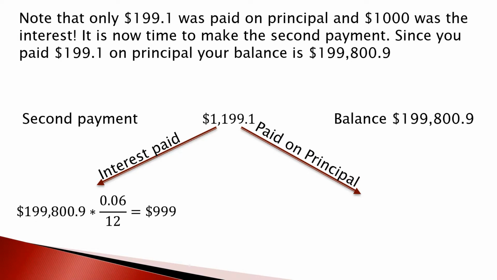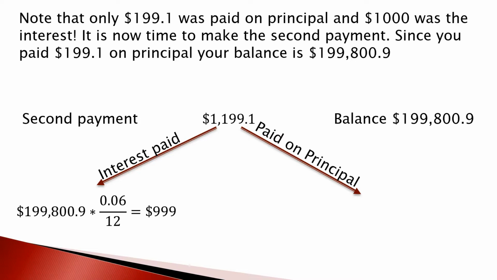Well, now you owe a little bit less. It's not 200,000, but less. 199,800.9. Again, how much you owe your bank, how much interest accumulated on your account for 1 month. You know the annual interest rate, which is 6%. In order to find the monthly interest rate, you just divide the annual interest rate by 12. So after doing multiplication, you see that for the second month, you owe $999 in interest.